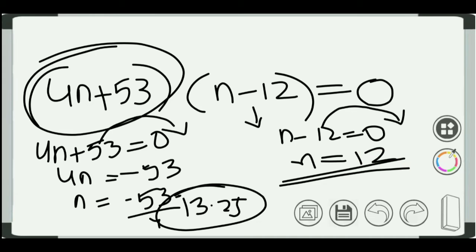See which value of n you can take. I have told you n cannot be a negative or a fraction. Here n is a negative term and also a fraction, 53 by 4, so you can't take this value of n. You will be taking this value, so n is equal to 12. n can be a positive integer. It cannot be a negative or a fraction. So now you got the value of n. That's what we found. n is equal to 12. You can come to the next one.